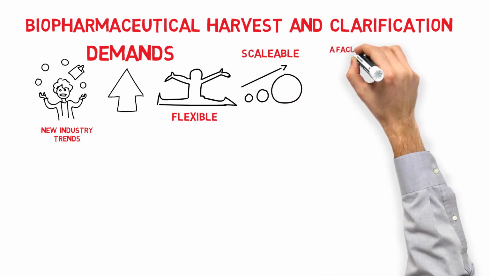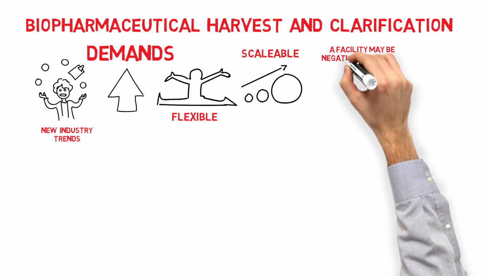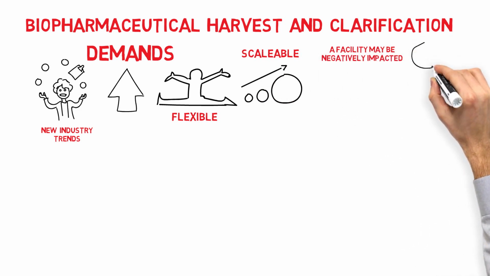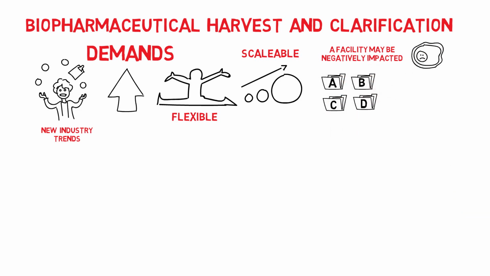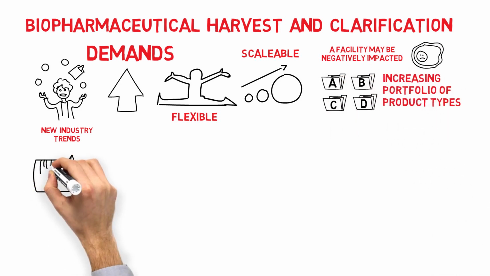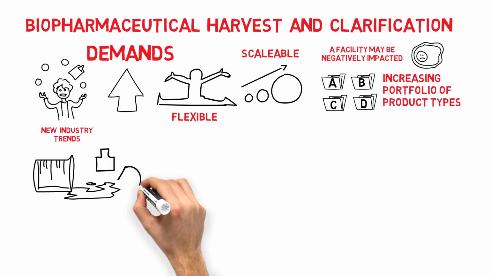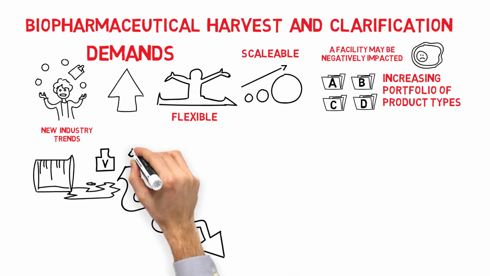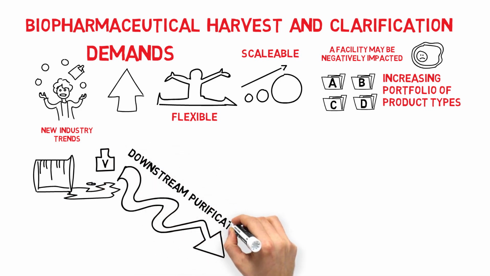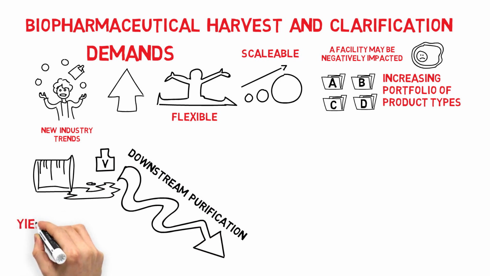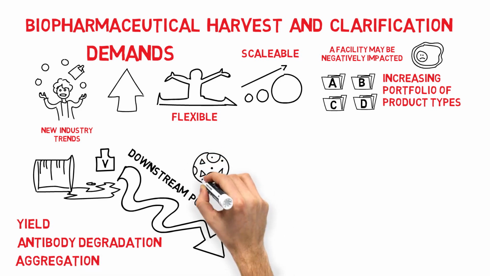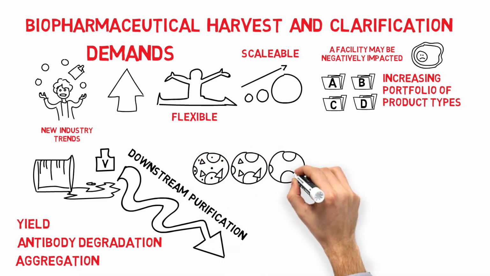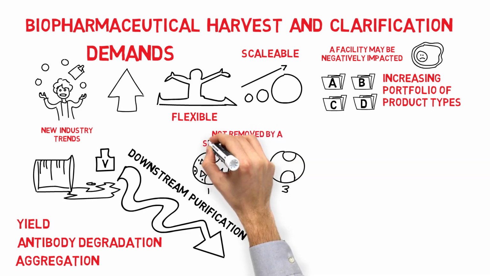The flexibility and efficiency of a facility may be negatively impacted by an increased number of cell culture types and conditions required to produce an increasing portfolio of product types. Variable cell culture fluid creates a range of negative effects on downstream purification, including decreasing overall yield, antibody degradation, and aggregation. What makes this especially complex is that not all components of the cell culture fluid are completely removed by a single unit operation.